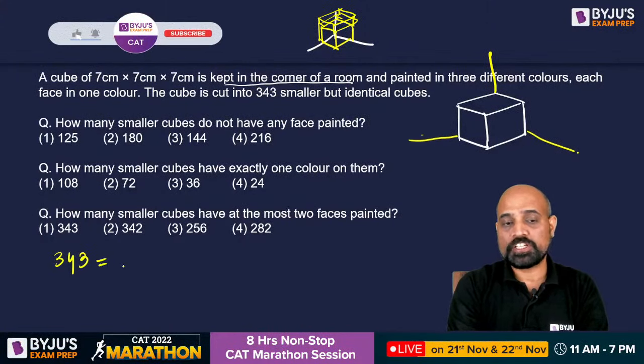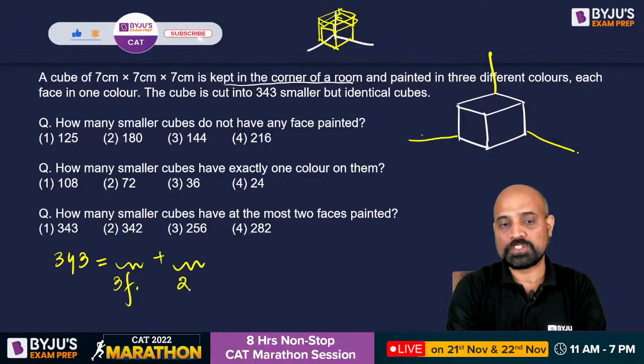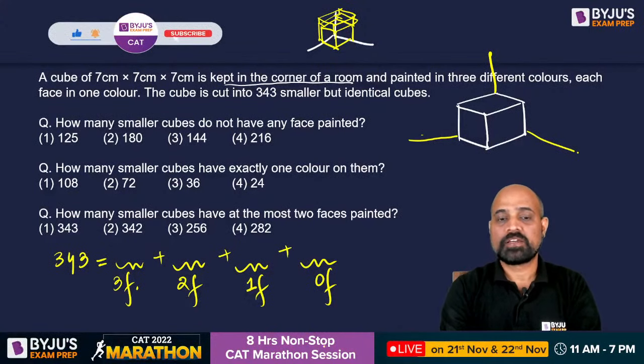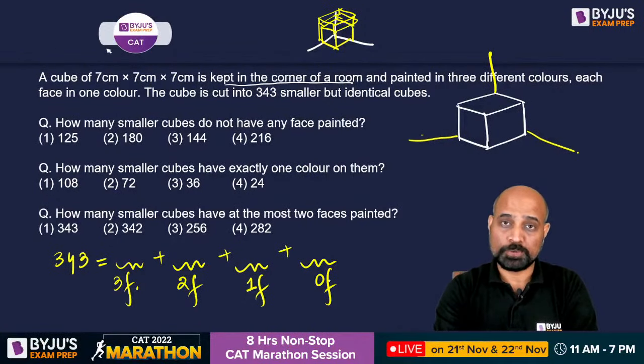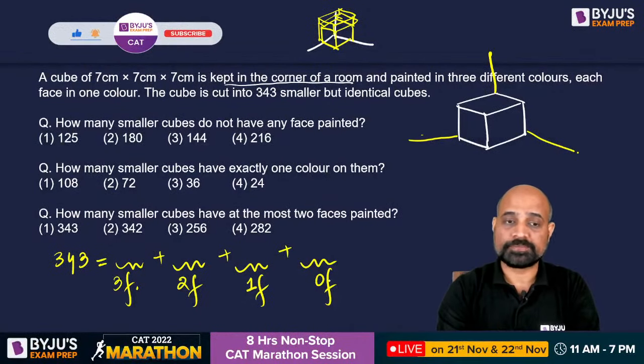Now these 343 cubes will have a certain number of cubes where 3 faces will be painted, plus a certain number of cubes with 2 faces painted, plus a certain number of cubes with 1 face painted, and then a certain number of cubes with 0 faces painted. The sum of all these cubes should be equal to 343.